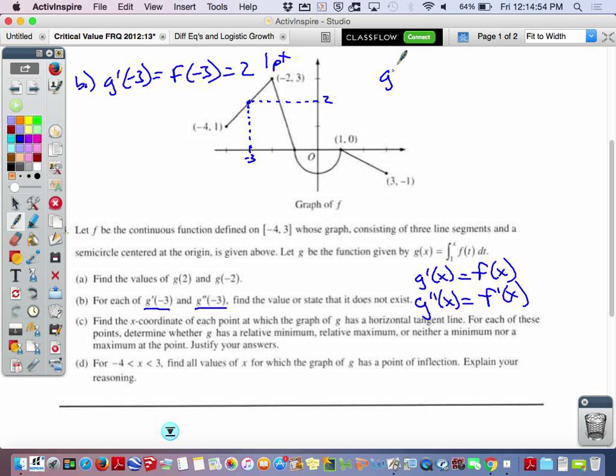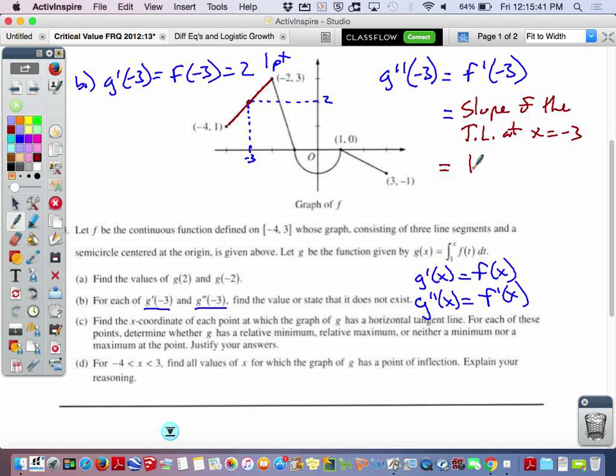Second question. G double prime of -3 would be equal to f prime of -3. Now this is going to be a little bit more confusing. So the question is, what does f prime of -3 represent? F prime of -3 is the slope of the tangent line at x equals -3. Well, if I were to draw in a tangent line at -3, it is equal to the line that's there. And so the slope of that line segment is the slope of the tangent line, and that slope happens to be 1.